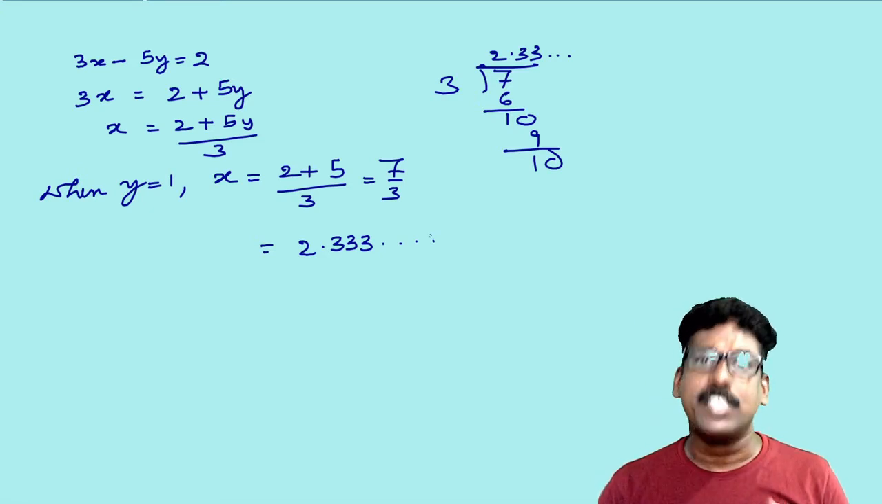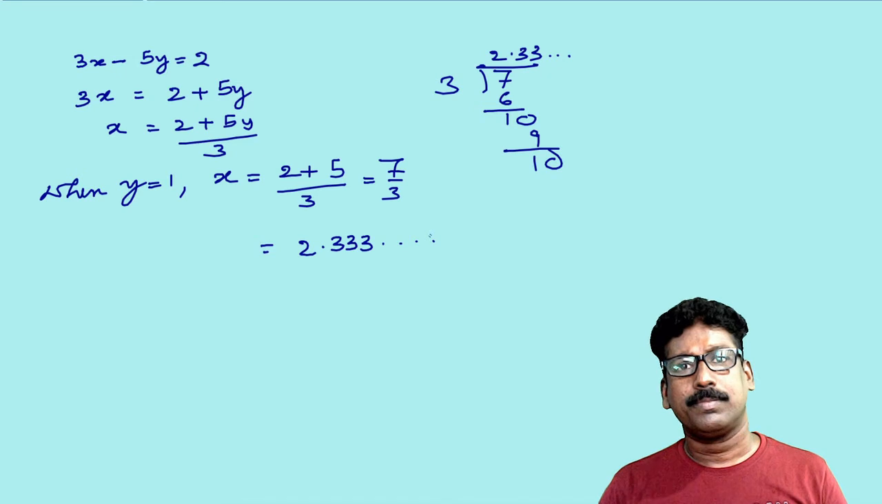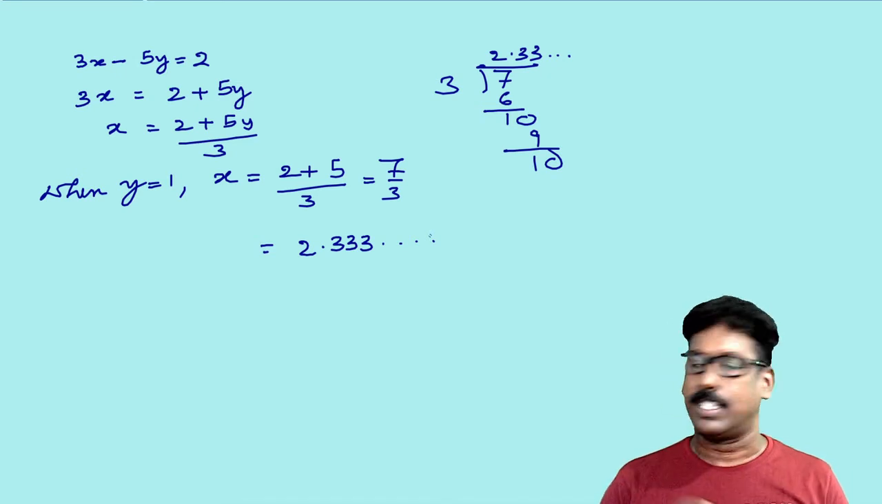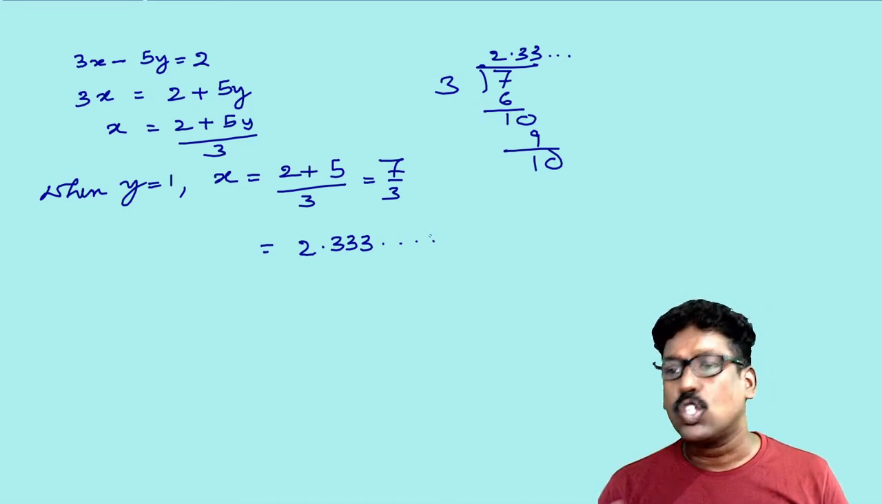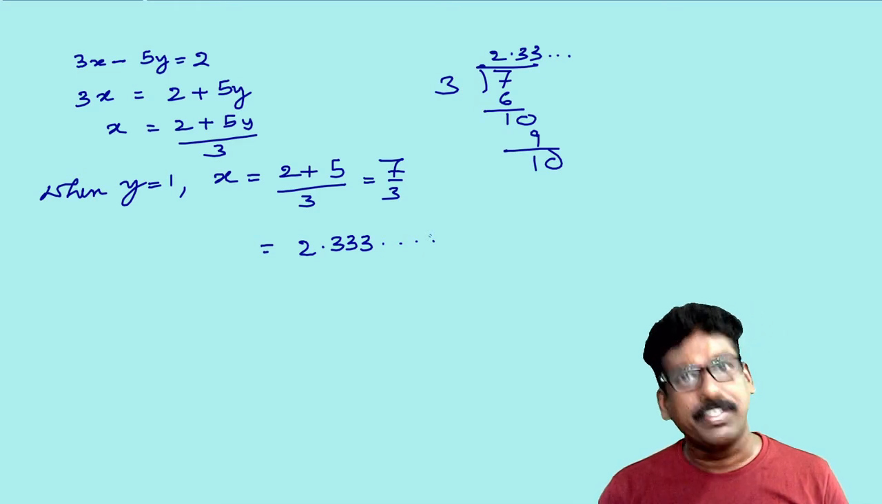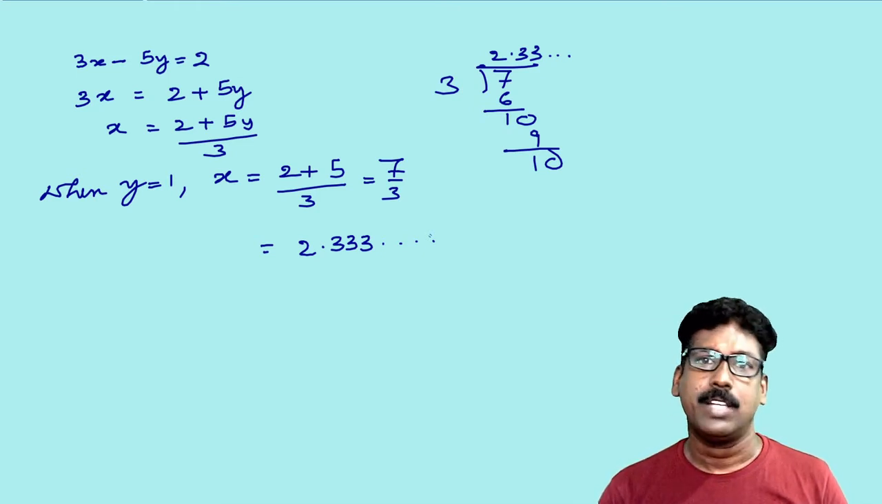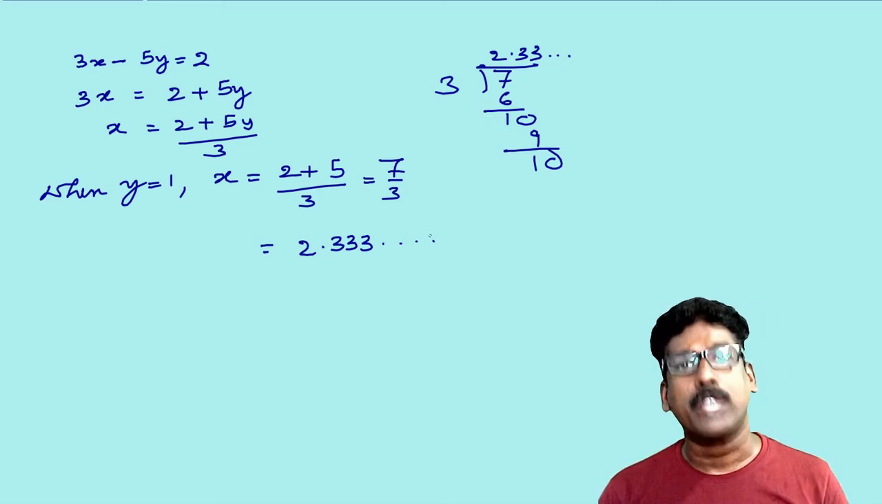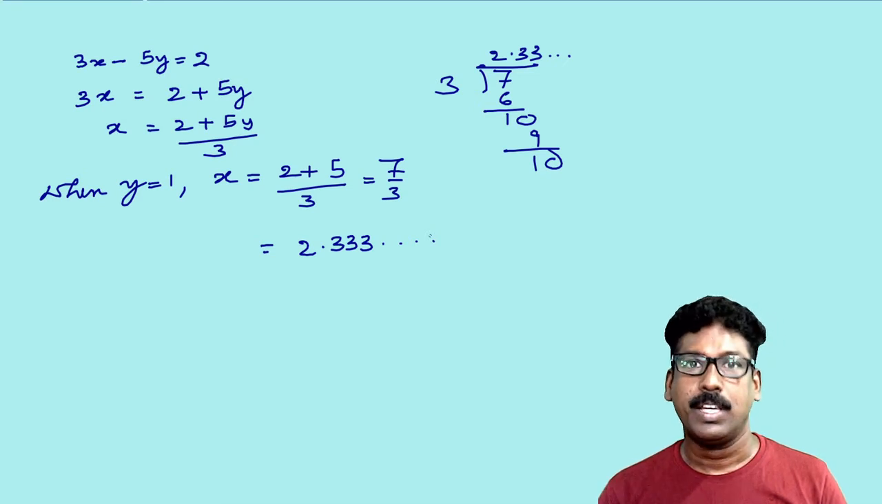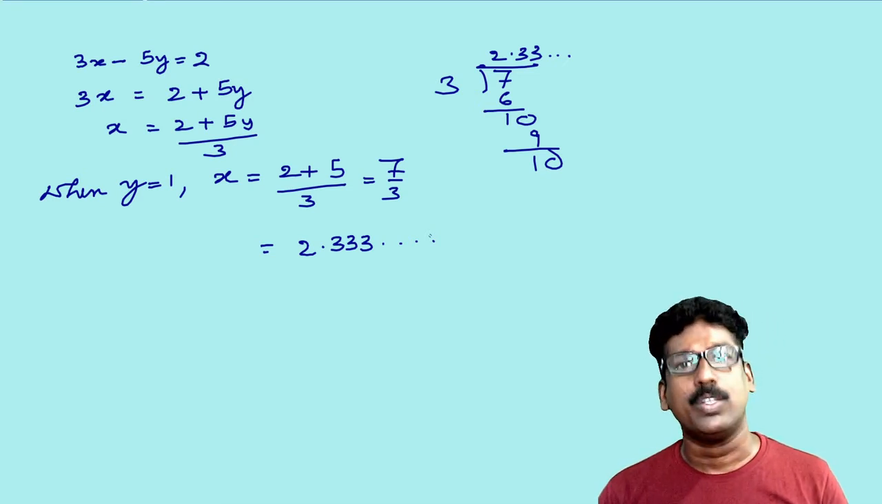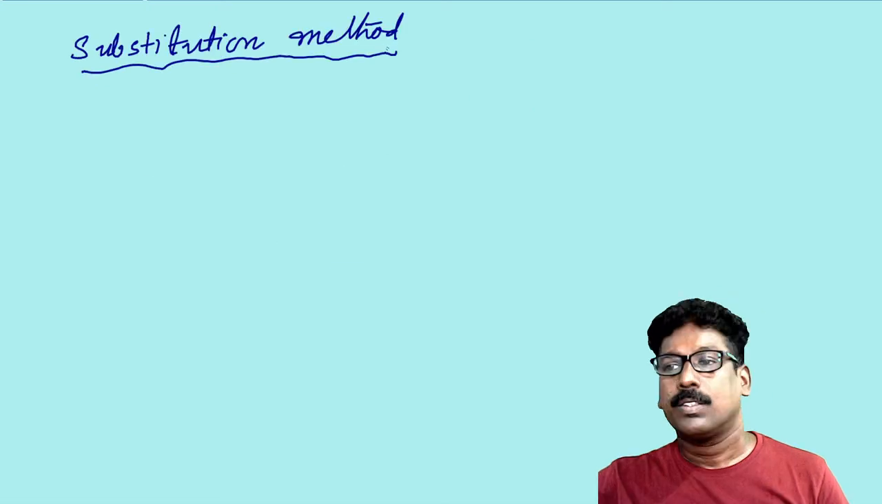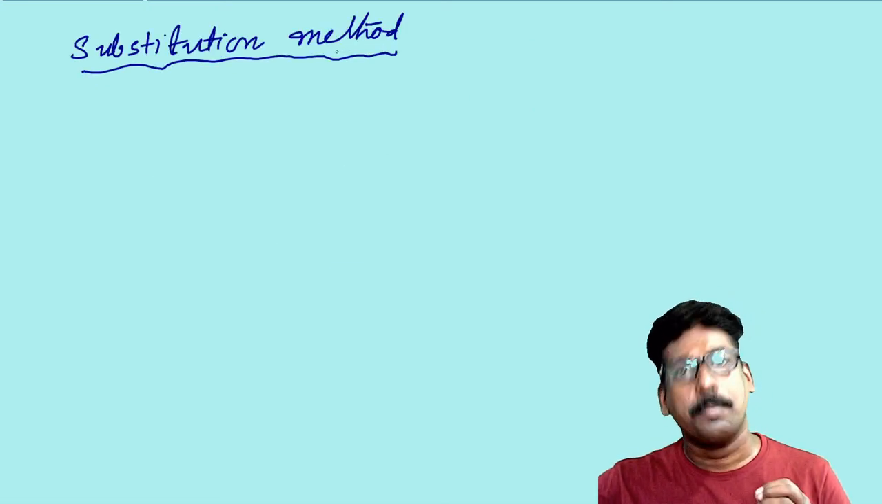Can you represent this point on graph paper? It will be very difficult. So, finding the solution by the graphical method is not possible here. So, we have to find some other method to find the solution of a pair of linear equations in two variables. The first method we are going to discuss here is the substitution method.